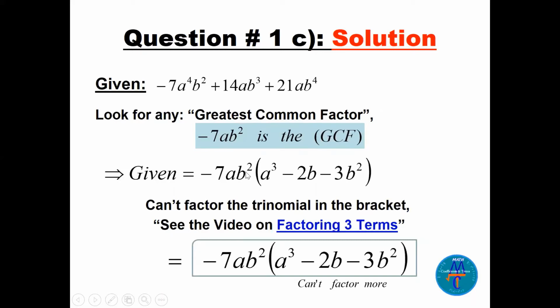Take it out, and inside now, you can divide, if you like, this one, the given, by the GCF. You get A cubed. Or you can compare it. If you take 7 from there, there is a minus 2b, and then minus 3b squared. Now we cannot factor this, A cubed minus 2b minus 3b squared. Just leave it if you cannot factor more. If you can factor it, you have to factor it. 3 terms, we go to lecture number 11.